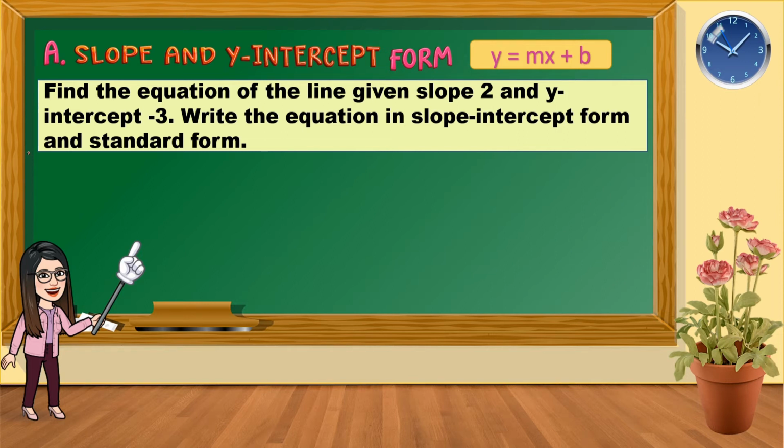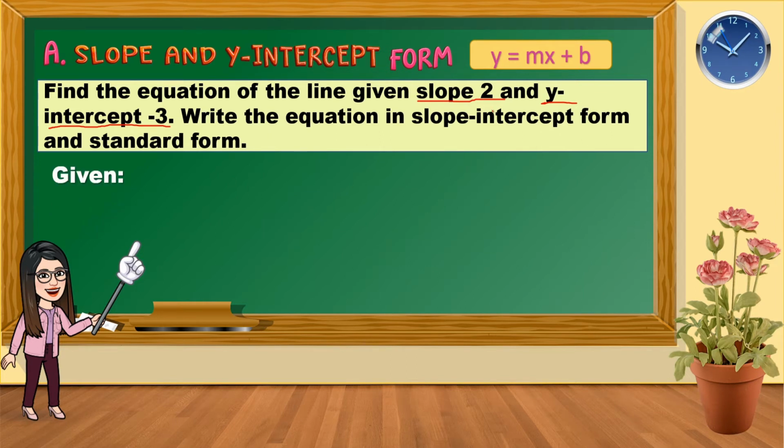Okay. As you can see, may mga given tayo dito. So, para mas malinaw and for us to easily determine which pattern we are going to use, we have to write the given. And where are the given in our problem? So, dito, meron tayong slope, which is 2, and our y-intercept, which is negative 3. So, ilagay lang natin siya dito sa given natin.